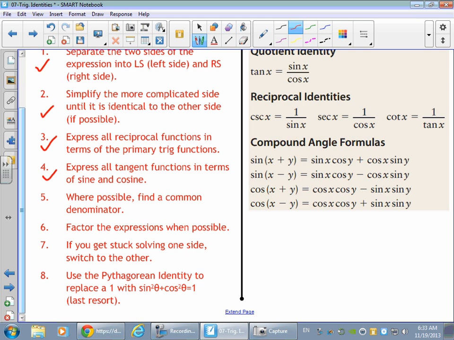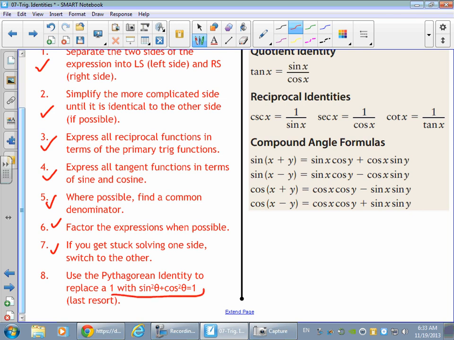Always express everything in terms of sine and cos, essentially. And if you get to the point where you have sine and cos on both sides, but they're still not looking very similar, establishing a common denominator, if you have rational functions, will get you a lot closer to where you want to be. We can always factor and then cancel, of course, if that's a possibility. And I sort of said before, if you get stuck on the one side, you can switch.